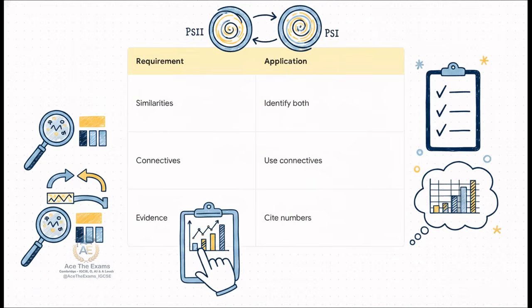Also, whenever you are asked to evaluate experimental evidence regarding these photosystems, you should run through a mental comparative analysis checklist. Examiners report that top candidates explicitly identify both similarities and differences in the data. They use clear comparative connectives like "whereas" or "conversely" to tightly structure their arguments. And most importantly, they back up every single claim by citing specific numbers directly from the provided tables and graphs. Never ever make a claim without the data to prove it.